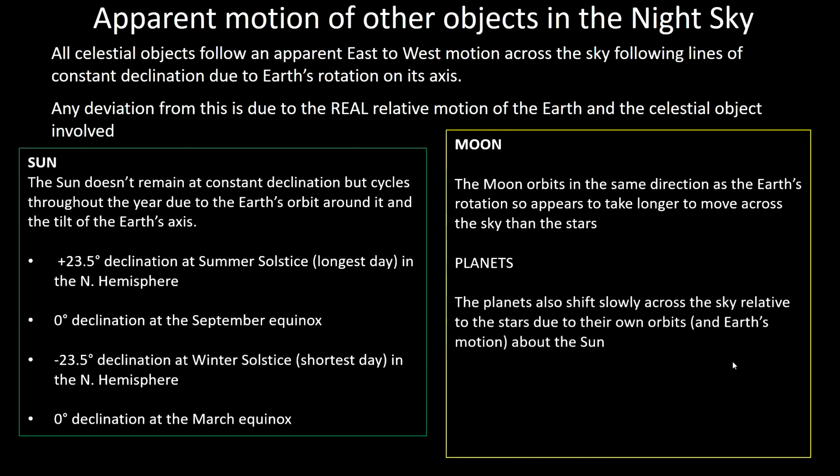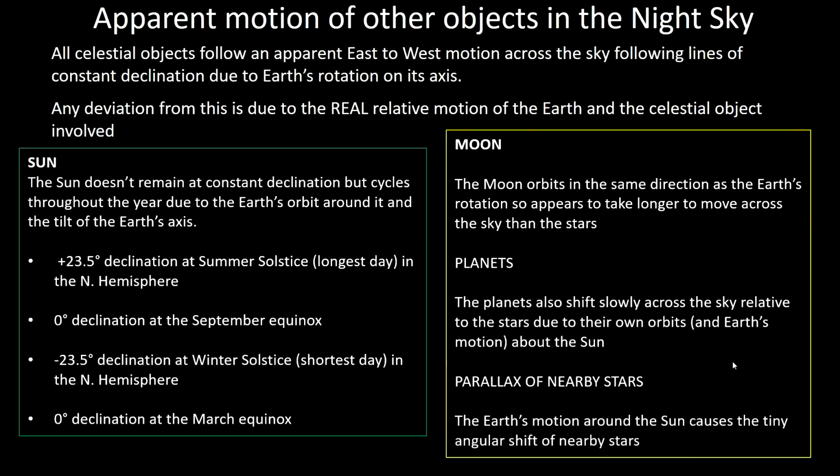Planets, of course, also shift, due to both the Earth's orbit around the Sun and the planets' individual orbits around the Sun. And again, there's some complex behaviour there, and retrograde motion is one example of that. The planets don't all exhibit retrograde motion, only Mars outwards. And again, there's more detail on that in the retrograde motion video, but it's just to show you that all of these things are basically caused by the same issues. It's just the relative motion of the Earth and the object in question.